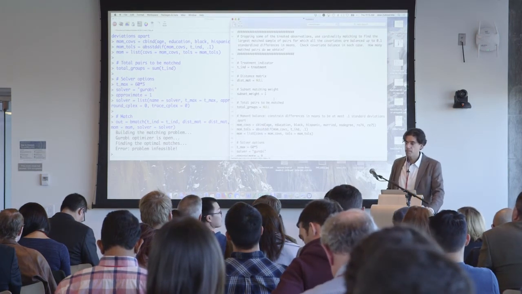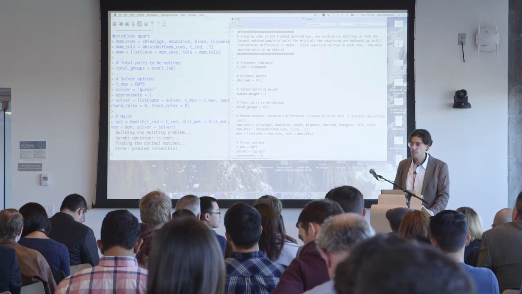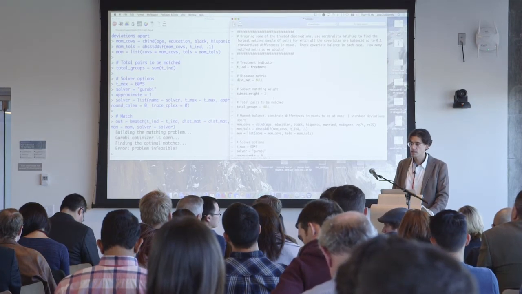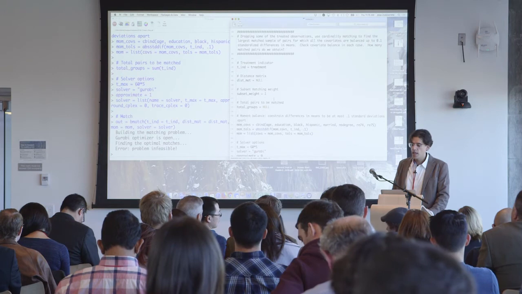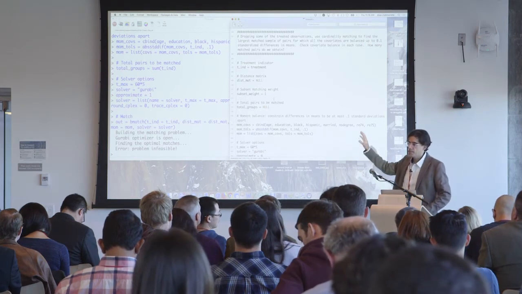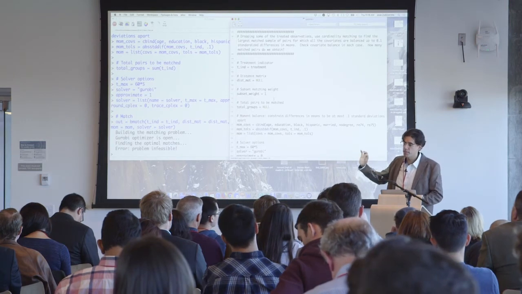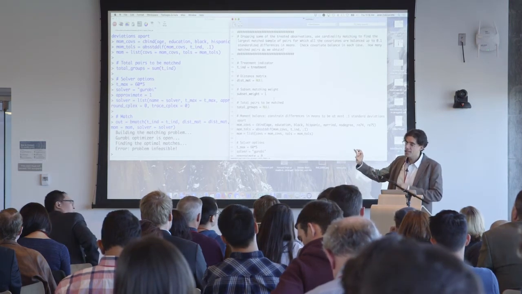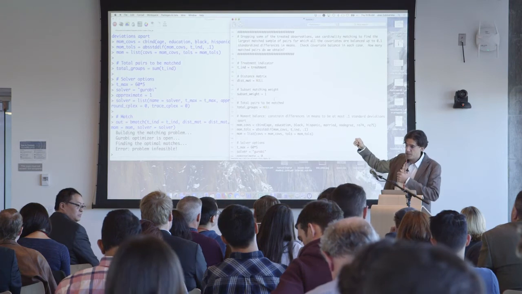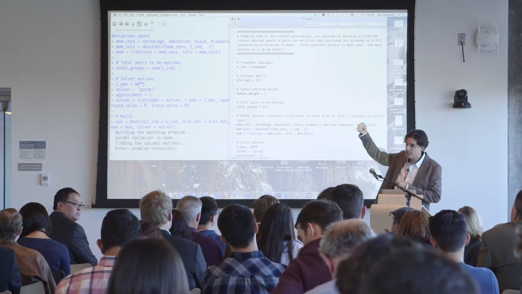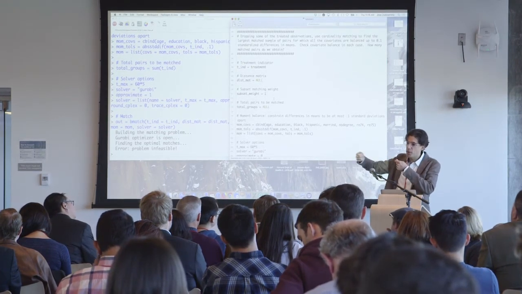Yes? Is there a simple way to prioritize the covariates? Make some of them count more in the distance matrix? Yes. Let me explain something. Here we're balancing covariates via constraints, so they're all equally important. Another possibility is to write this problem in which those constraints are enforced in the objective function, and you can have different weights for them.